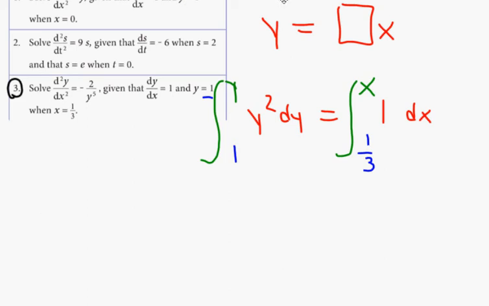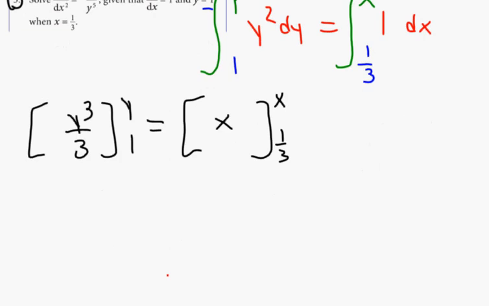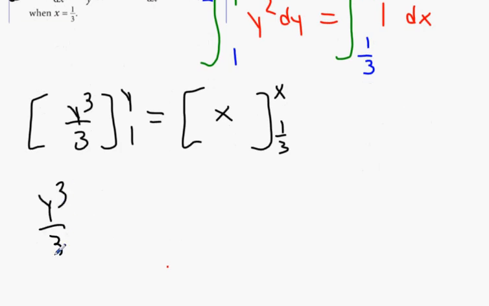Integrate both sides. What do we get? Y cubed over 3, good man. And then after that, x, and that's x to the third. Now, y cubed over 3 minus 1 over 3, it's 1 cubed, but 1 cubed is 1, equals x minus a third.